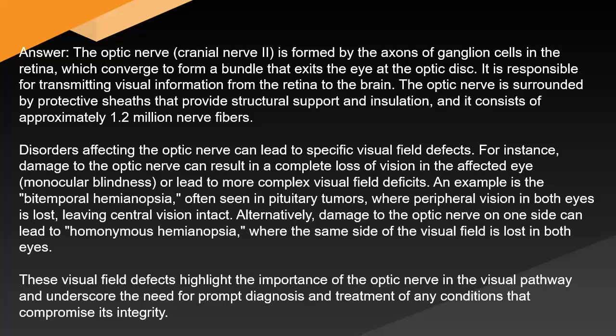An example is the bitemporal hemianopsia, often seen in pituitary tumors, where peripheral vision in both eyes is lost, leaving central vision intact. Alternatively, damage to the optic pathway on one side can lead to homonymous hemianopsia, where the same side of the visual field is lost in both eyes. These visual field defects highlight the importance of the optic nerve in the visual pathway and underscore the need for prompt diagnosis and treatment of any conditions that compromise its integrity.